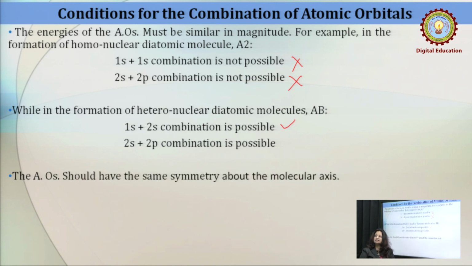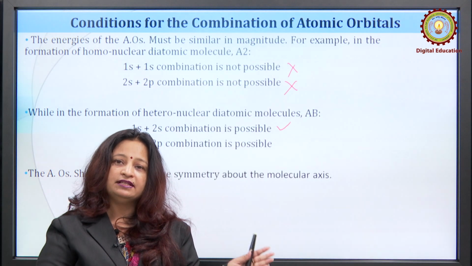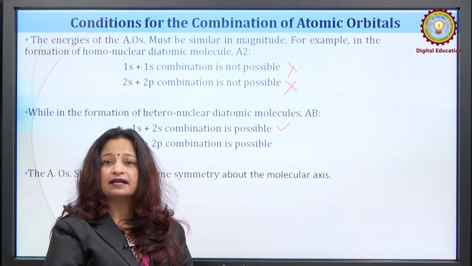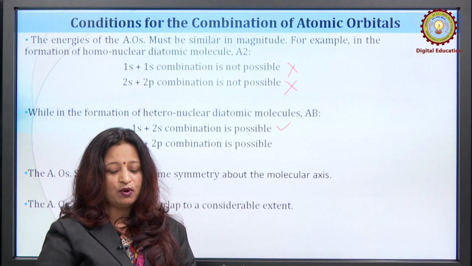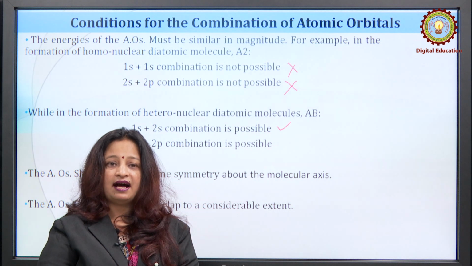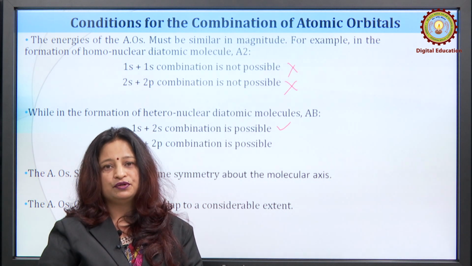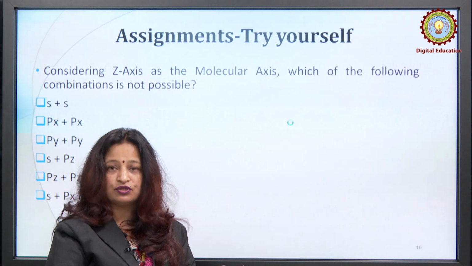Another important thing is that the atomic orbitals must have the same symmetry about the molecular axis. So, the energies must be similar, and similarly the symmetry must be the same. And also, it is very important to understand that when the extent of overlapping is sufficient, then the atomic orbitals combine. So, these are the 3 conditions which you have understood today.